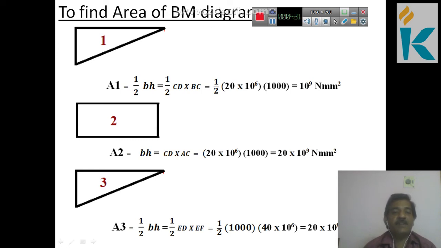So the formula is half BH, so half into CD into BC. So half into 20 into 10 power 6 into 1000. So finally you got 10 power 9 Newton millimeter squared.